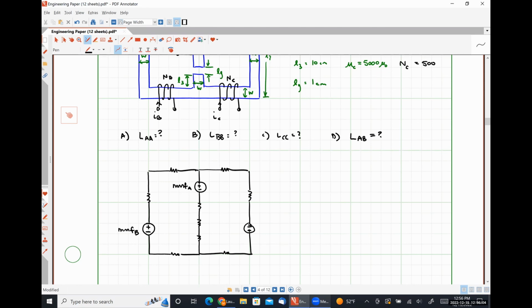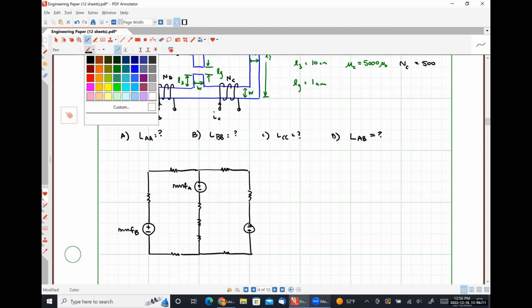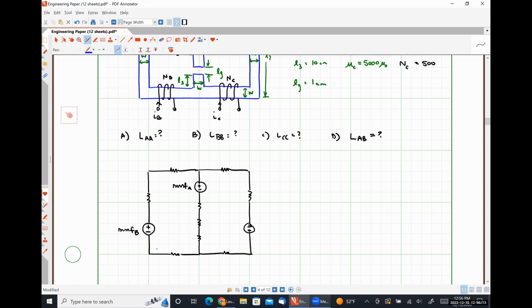Using the same convention that I did for coil A, we could have put that MMF there with that particular polarity, but I simply slid it up that leg to make the circuit look nicer to me. So that's why the positive polarity is on top there.